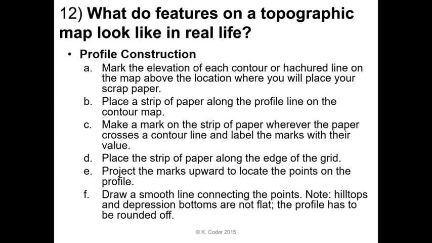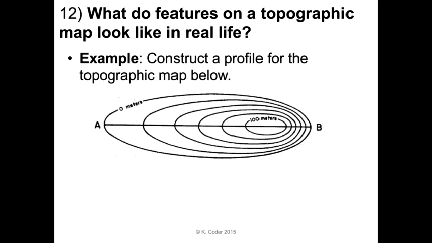But we have to make sure it doesn't get rounded off into the next contour line or below the lower contour line. And you guys, this will be explained better as we go through this lesson. So, for example, you're going to construct a profile for the topographic map below. We saw this in the previous lesson when we were talking about gradient. We saw in the gradient lesson that B would be steeper than A.